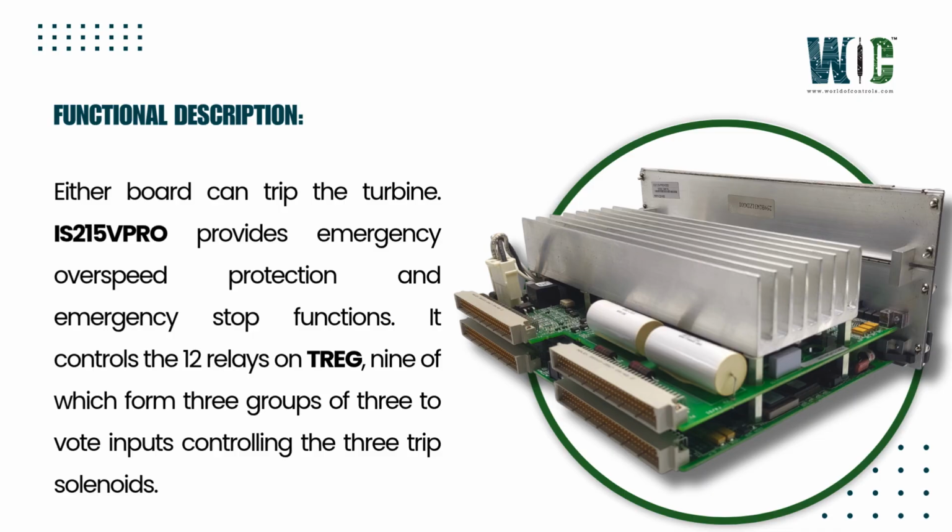IS215VPRO provides emergency overspeed protection and emergency stop functions. It controls the 12 relays on TREG, 9 of which form 3 groups of 3 to vote inputs controlling the 3 trip solenoids.